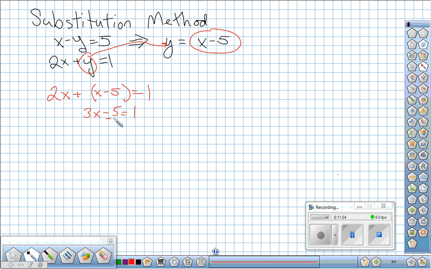I'm going to add 5 to both sides, and I get 3x equals 6. I'm going to divide both sides by 3, and I get x equals 2. Okay, congratulations. That's what we got before. We know that's what we should get. Now what we have to do is go back in and plug this into either one of these equations. Okay, it absolutely does not matter which equation we use.